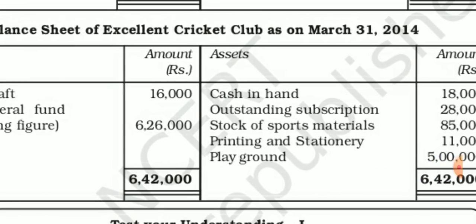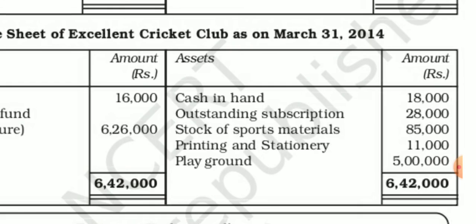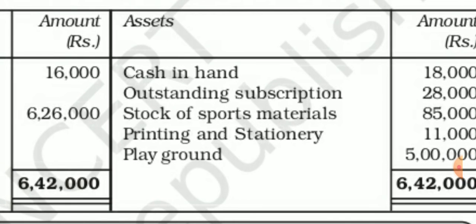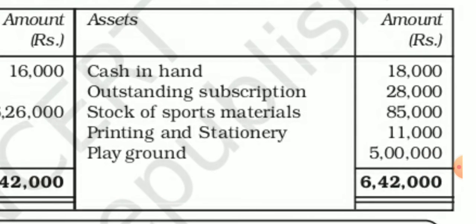In this opening balance sheet we are going to show all the assets and liabilities which are related with the last year. Cash in hand 18,000, outstanding subscription last year 28,000, sports material 85,000, printing stationery 11,000, and playground 5 lakh. Then the amount comes 6,42,000.